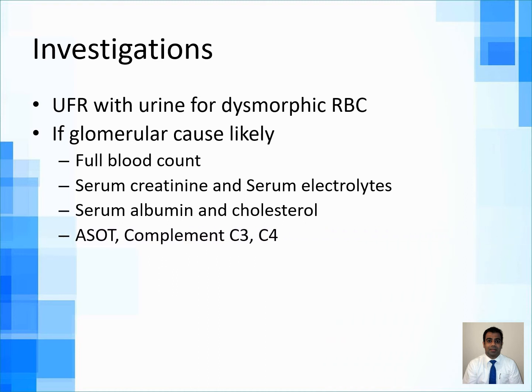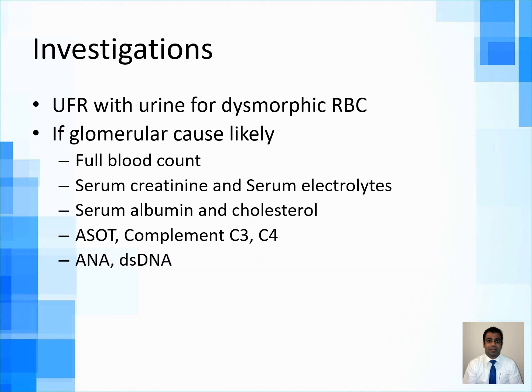ASOT and complement C3 and C4. ASOT is done to define the etiology of the acute glomerulonephritis as post-streptococcal. Complement C3 and C4 will be low in post-streptococcal glomerulonephritis. C3 and C4 may both be low in mesangiocapillary glomerulonephritis and lupus. So these are also important if the hematuria suggests that it is due to a glomerular cause.